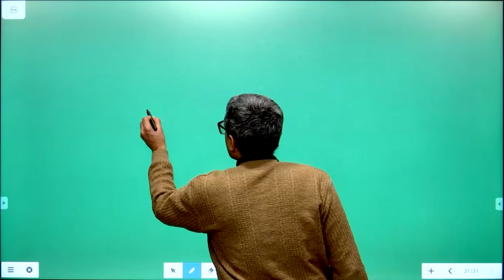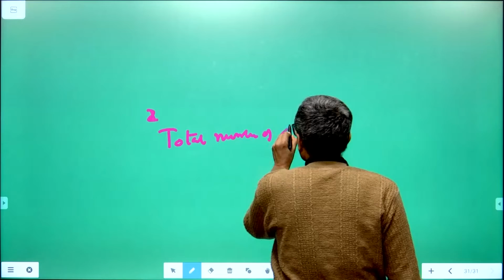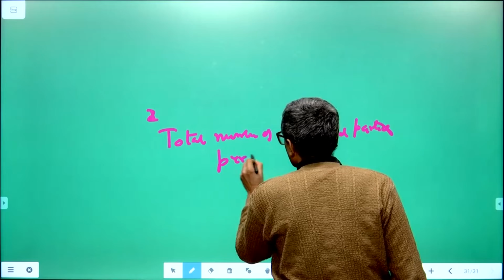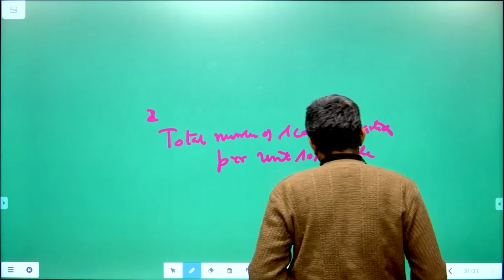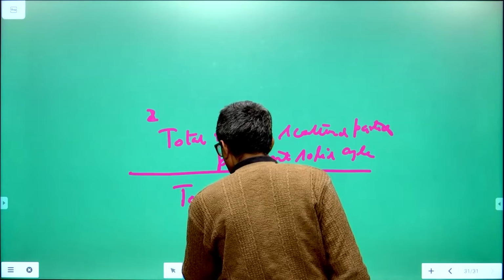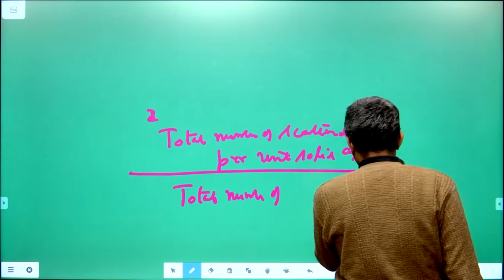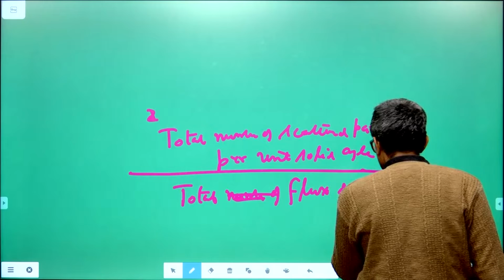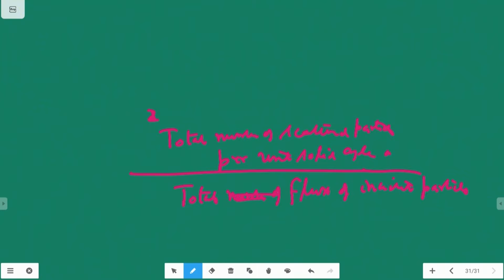So you find out the total number of scattered particles per unit solid angle, divided by the total flux of incident particles per unit solid angle at theta phi. By the total flux of incident particles, this is called the scattering cross section, and this I denote by sigma.